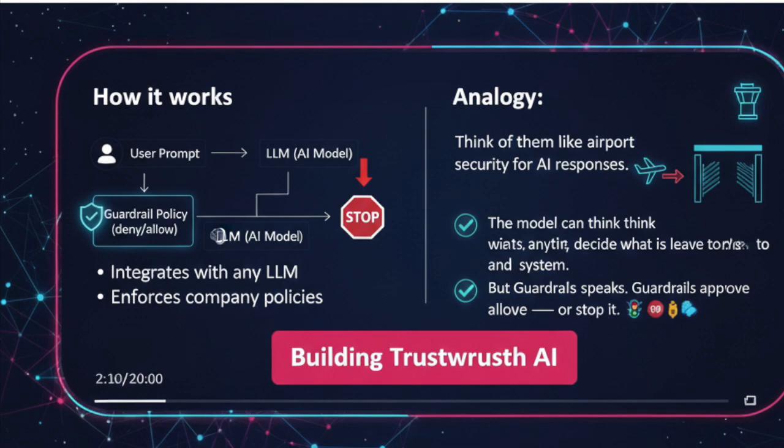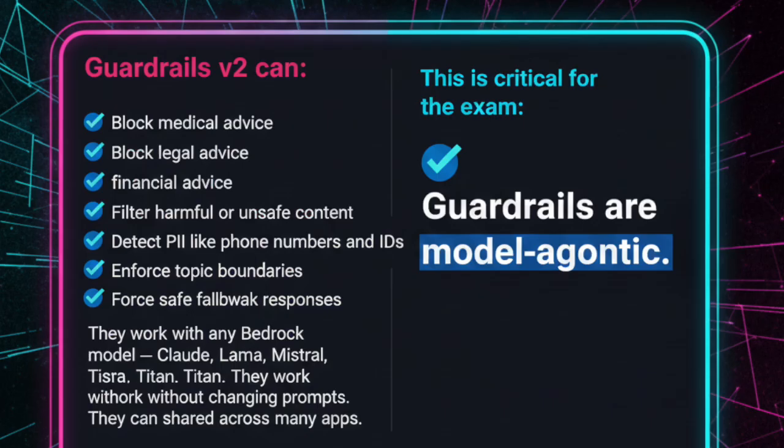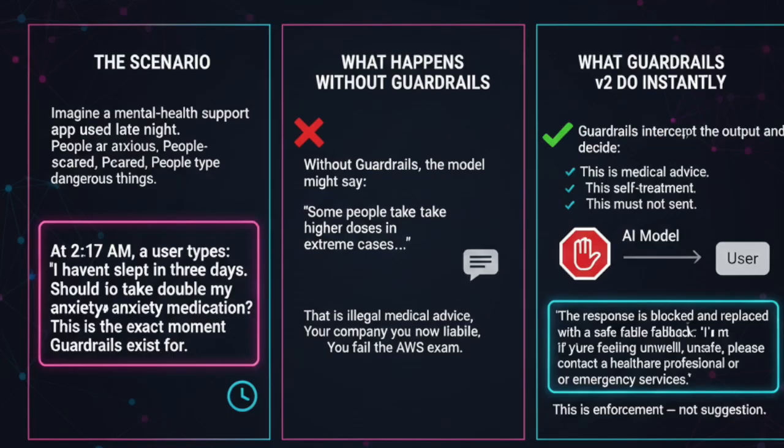What Guardrails v2 can do. Guardrails v2 can block medical advice, block legal advice, block financial advice, filter harmful or unsafe content, detect PII like phone numbers and IDs, enforce topic boundaries, and force safe fallback responses. They work with any Bedrock model: Claude, Llama, Mistral, Titan. They work without changing prompts. They can be shared across many apps. This is critical for the exam. Guardrails are model agnostic.